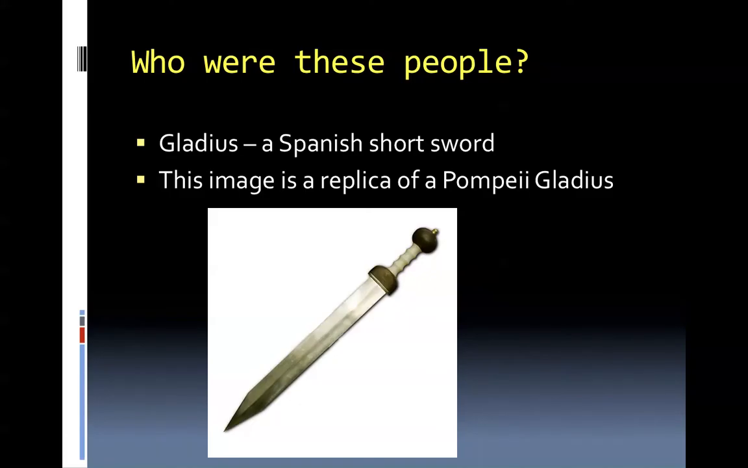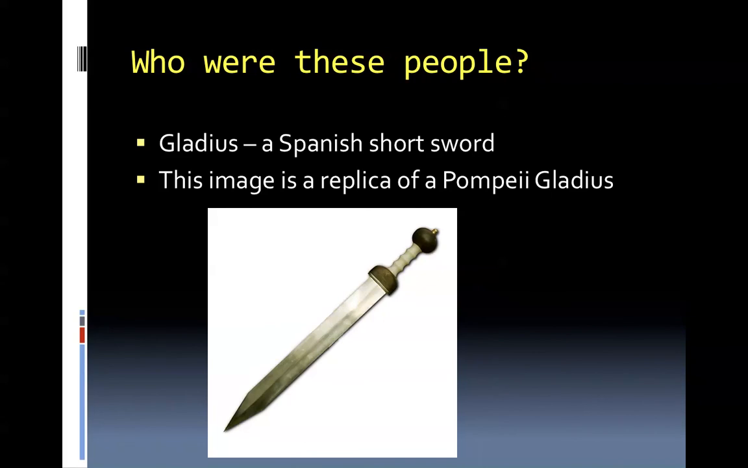So who were these gladiators? Who were these people? They're named for the sword that they carried, the gladius. The gladius was a weapon that the Spanish had actually developed and the Romans adopted and adapted from the Spanish. This is a steel short sword. Most weaponry in antiquity at this time is iron. So this is a lighter sword. This is a stronger sword. It was the kind of sword that men in the army might have to use in hand-to-hand combat.